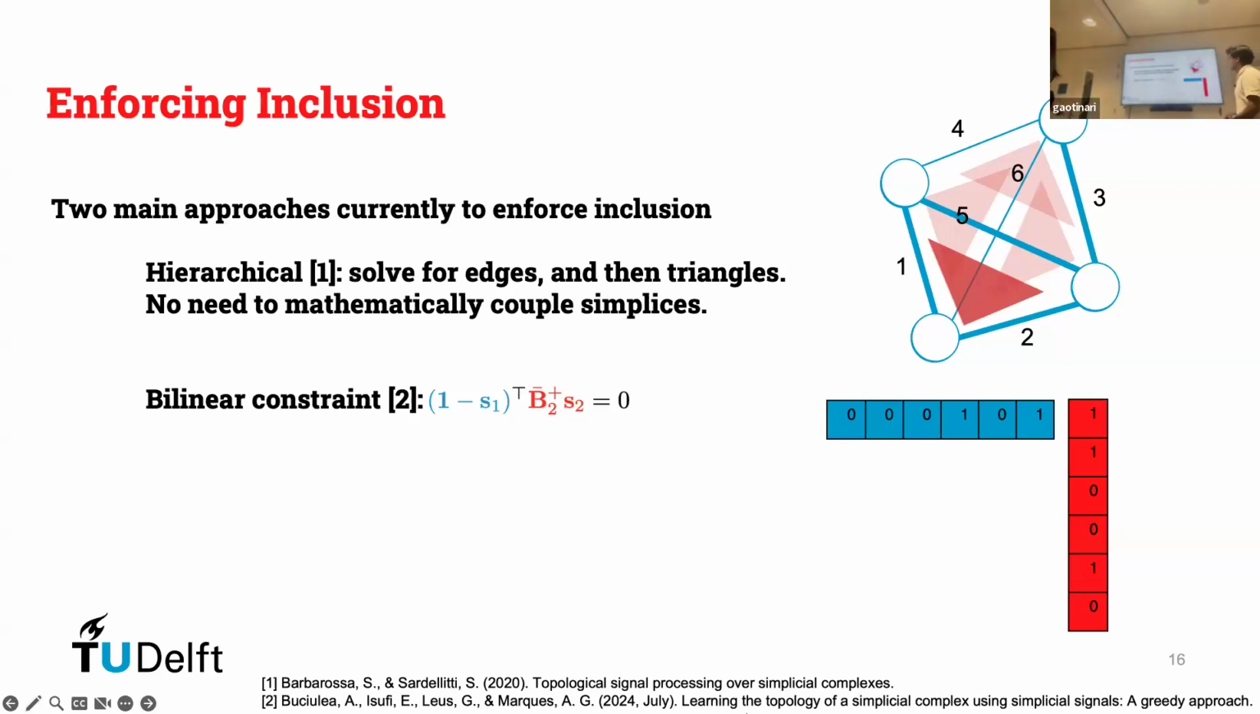Great, thanks. I will pick this side. So B2S2 basically counts for every edge how many triangles it is involved in, and 1 minus S1 basically inverts the selection vector. This means that everywhere my edge does not exist, I need that edge to not participate in any triangles, right? Very simple. But the problem is it's bilinear, which means if you put it in an optimization problem, you need to alternate.